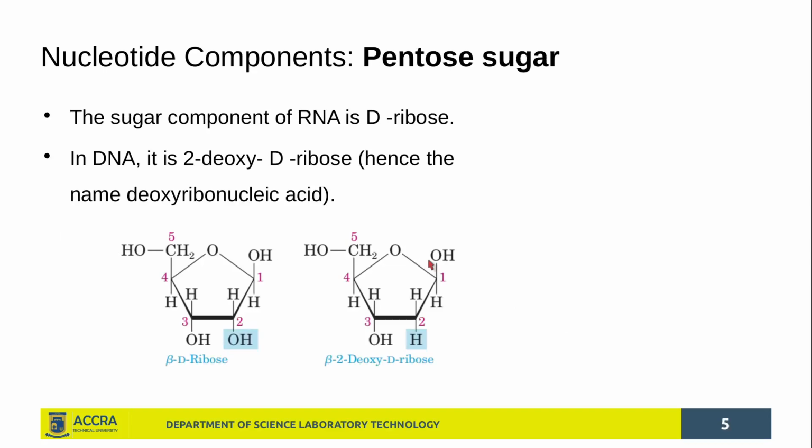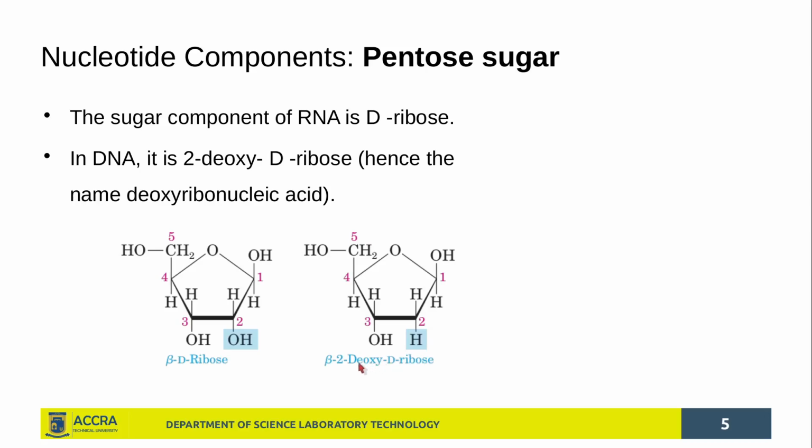Now, we continue to look at the pentose sugar, which we had seen earlier when we were studying carbohydrates. And you see the difference between the sugar that you find in RNA and DNA. Now you see that for ribose, the ribose which you find in ribonucleic acid, there is a hydroxyl group on carbon number 2. But for DNA, you find that on carbon number 2, in place of this hydroxyl group, you have hydrogen.